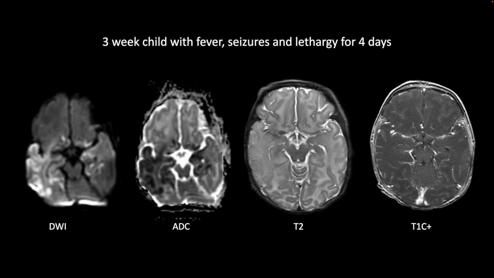To a 3-week-old child with fever, seizures, and lethargy for 4 days. On the diffusion, you can appreciate areas of restricted diffusion in the bilateral temporal lobes, also the basifrontal lobes. On T2, you again have corresponding edematous changes, right more than left, effaced frontal sulci, and mild leptomeningeal enhancement on the right side. So these changes in a 3-week-old child could point to a possibility of HSV encephalitis.